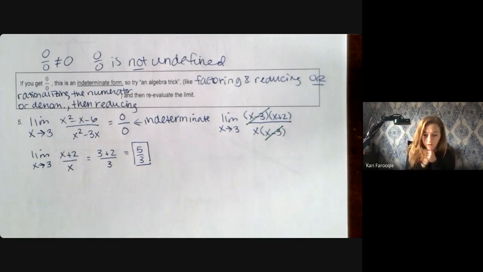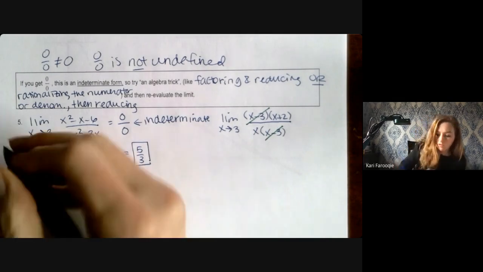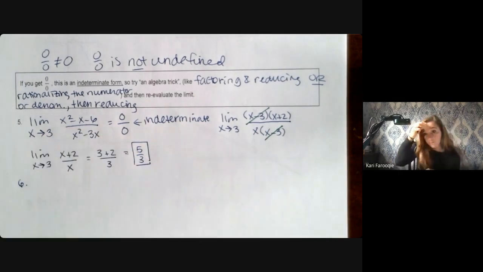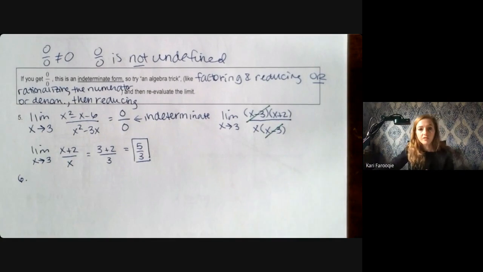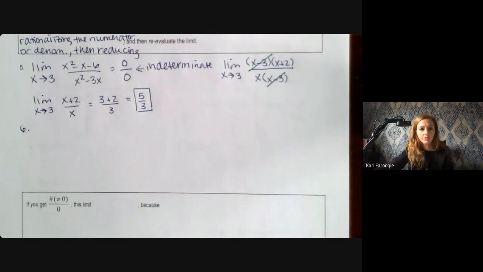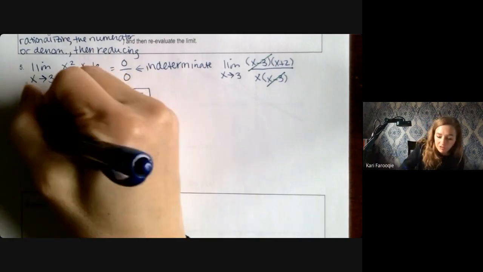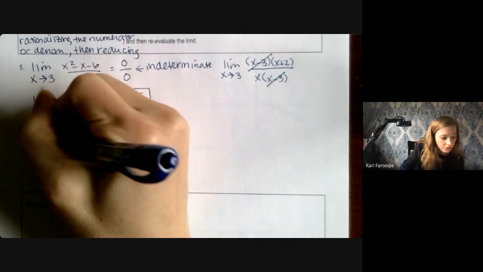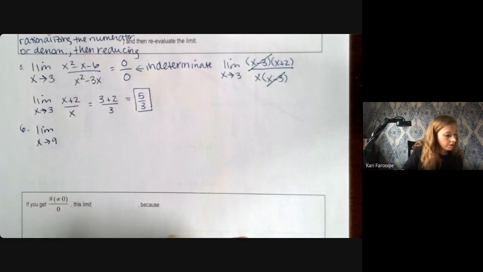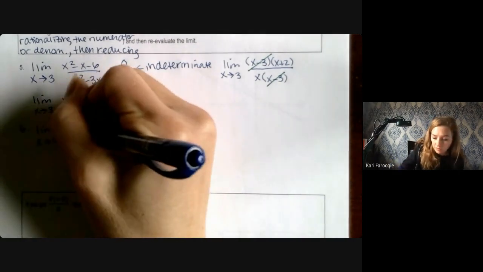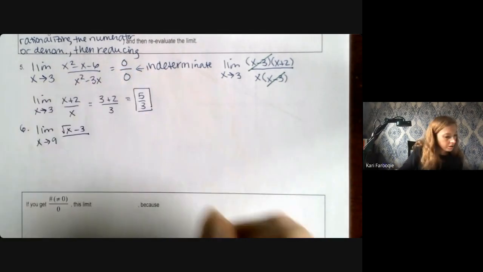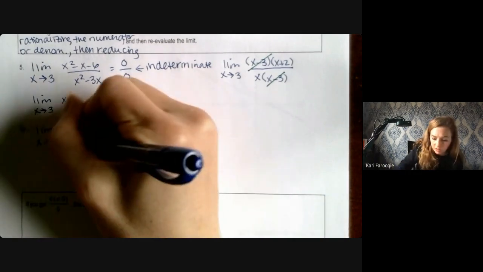So let's do an example of the rationalizing. You won't see a ton of these, but it is something that a lot of calculus students see. It's a very standard type of example, so I wanted to make sure to show it to you. The example is the limit as x approaches 9 of the square root of x minus 3 divided by x minus 9.